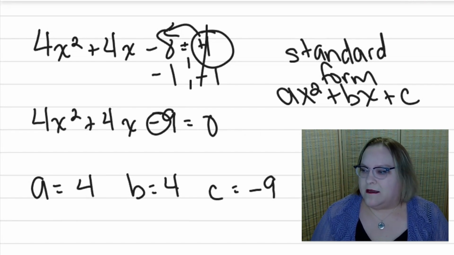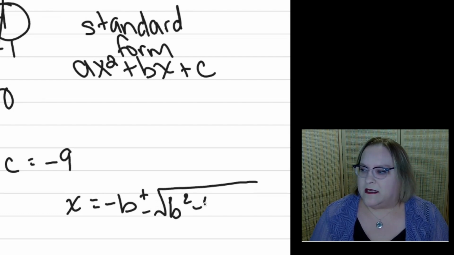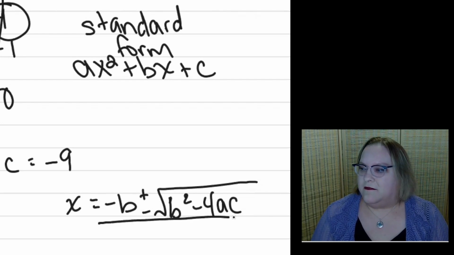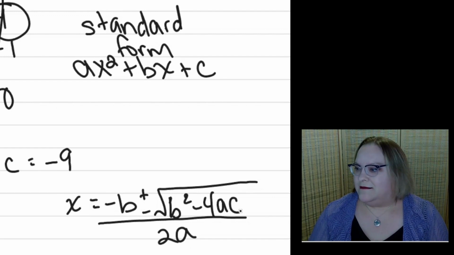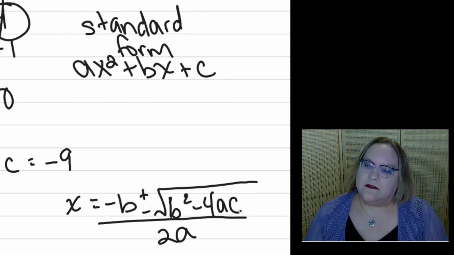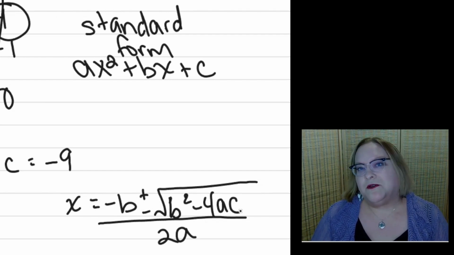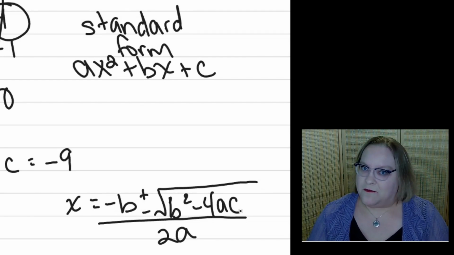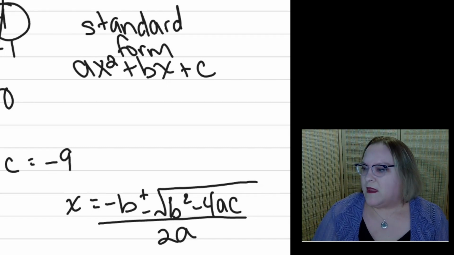Alrighty, so reminding ourselves what the formula is. X is equal to the opposite of b plus or minus the square root of b squared minus 4ac all over 2a. If you guys know the song, x is equal to negative b plus or minus the square root of b squared minus 4ac all over 2a. So make sure that you remember that song. It's a little popular song that's been around for a while.